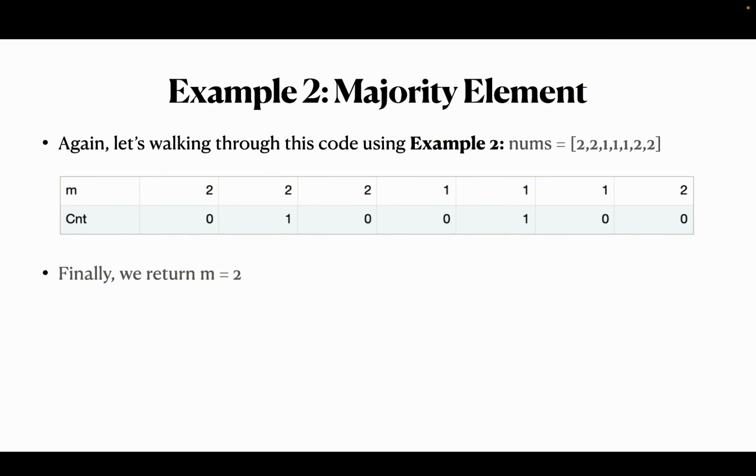Then we see a 2. Since the 2 is not equal to 1, we decrease the count from 1 to 0. But we still keep the majority element m equal to 1. Then we see another 2. And now we decrease the count from 0 to -1. Since the count is smaller than 0, we need to reset m equal to 2 and the count becomes 0. And finally, we return m equal to 2.